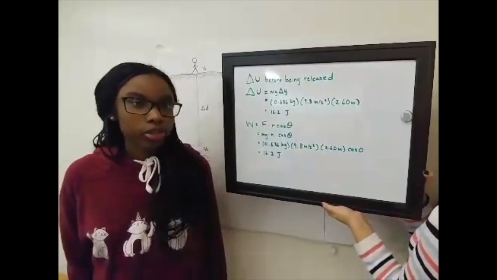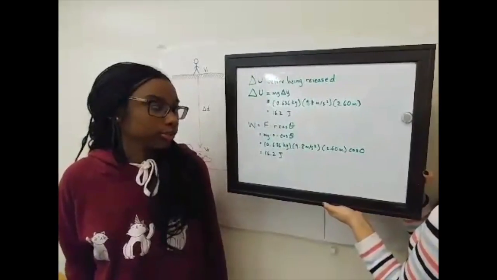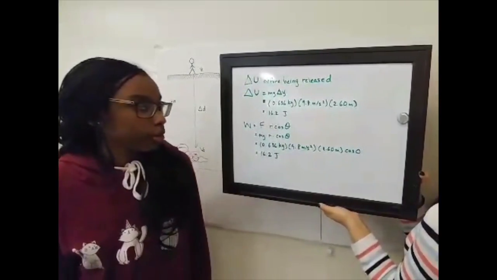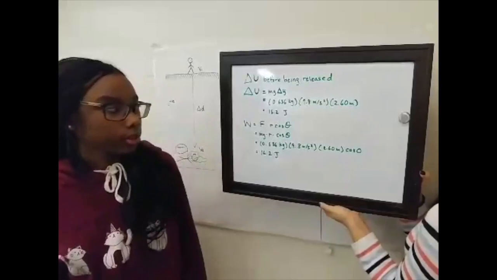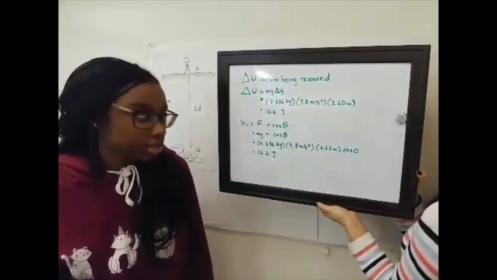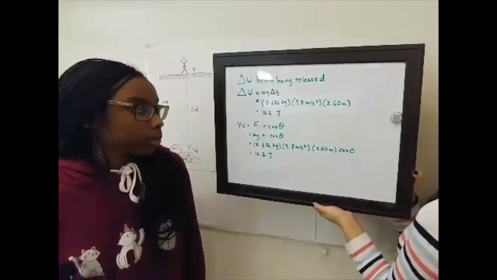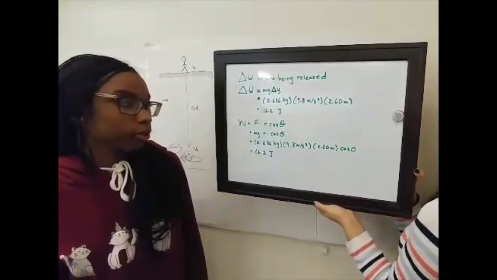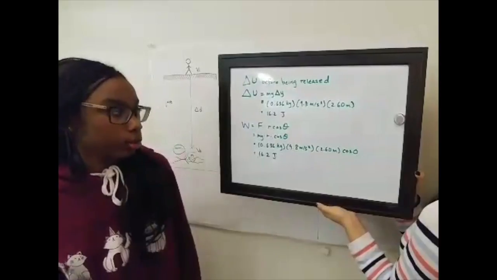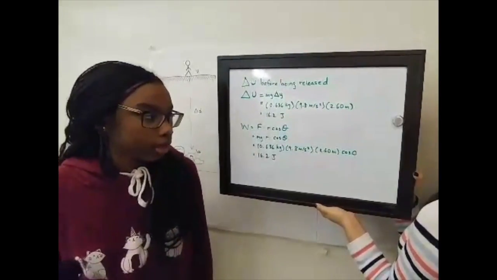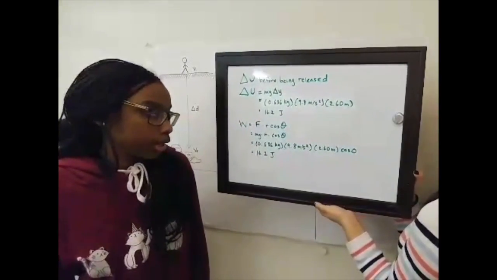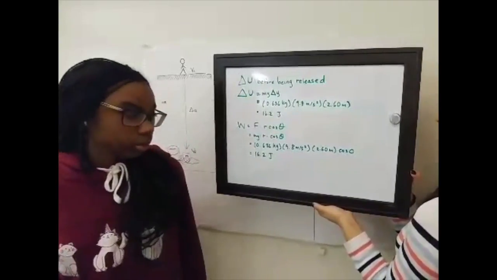And just to make sure that this is right, we did a check to find the work. The work is the force multiplied by the displacement multiplied by the cos of theta. So when you plug in all your information, the force is the weight, so mass times acceleration, and cos 0 is 1. And eventually we get the same answer, 16.2 joules.